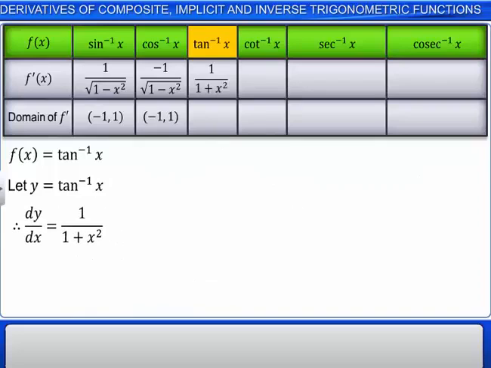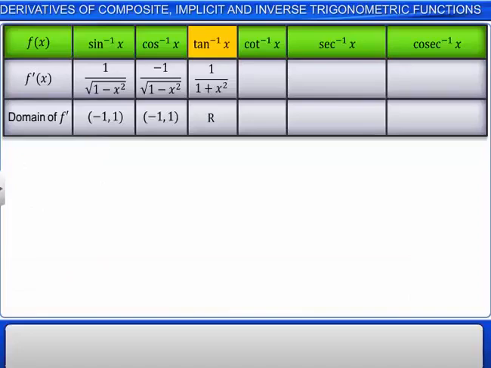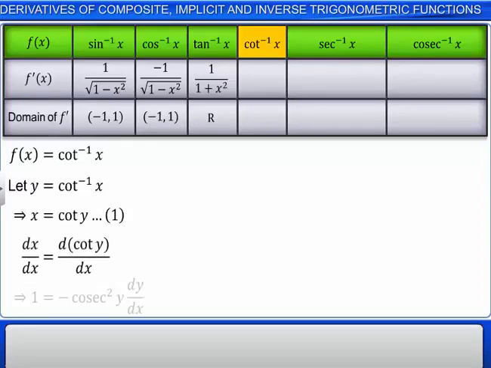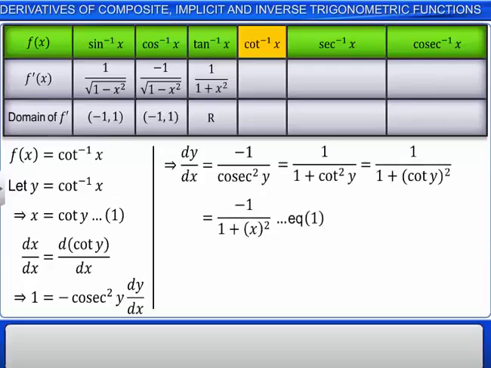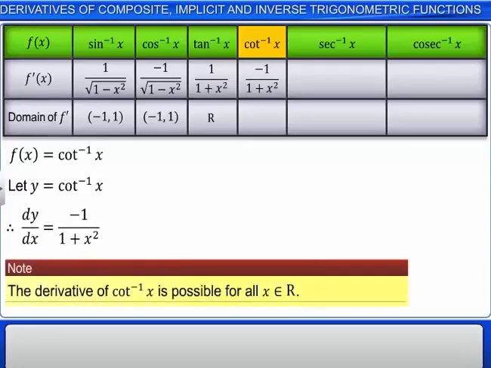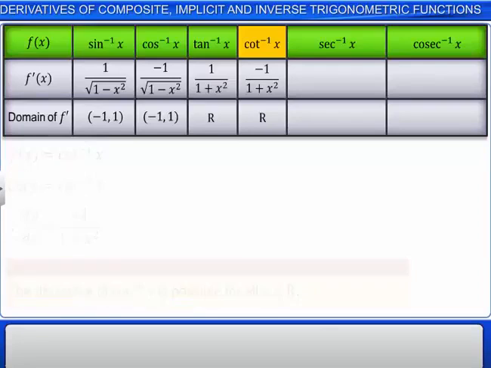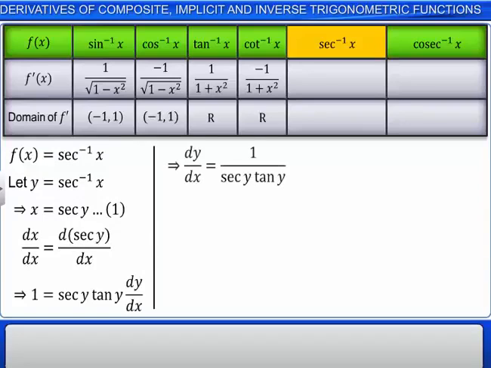In a similar manner, we can determine the derivative of cot inverse x, sec inverse x and cosec inverse x.